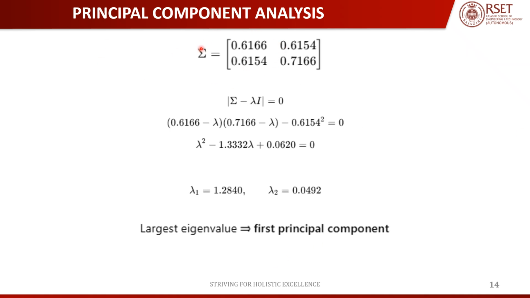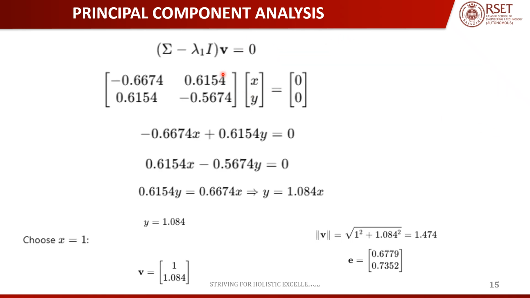Now form the covariance matrix, and then you can find the eigenvalues corresponding to that matrix. When you get the eigenvalues, you choose the largest eigenvalue for the first principal component, which is 1.2840. Now corresponding to this lambda 1, we'll find the eigenvector. We subtract the eigenvalue from the diagonal entries and then multiply by v to get the equation, and just find the eigenvector. So your eigenvector will be 1 and 1.084.